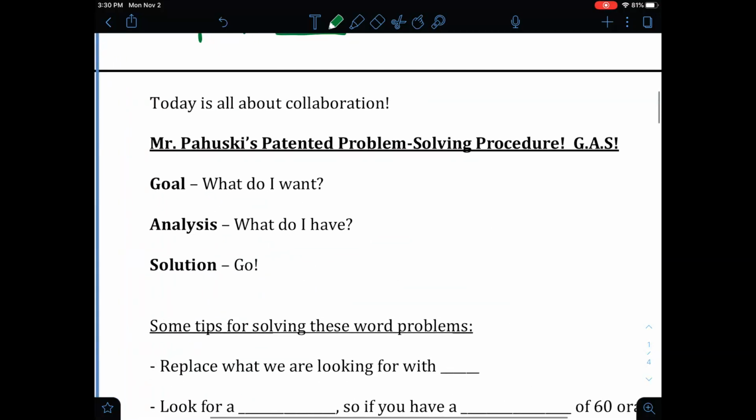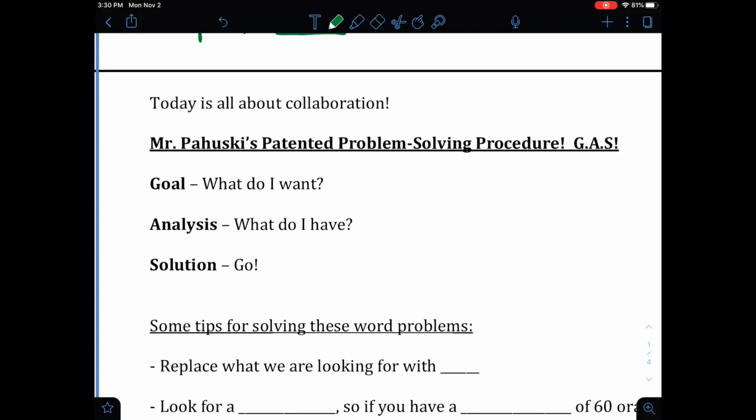All right, today is all about collaboration. Well, not really. This would be for more if we were in class. We would try these problems on our own together. But it's Mr. Busky's patented problem-solving procedure, GAS, which is goal, analysis, and solution. So basically it says, what do I want, what do I have, and then you go.